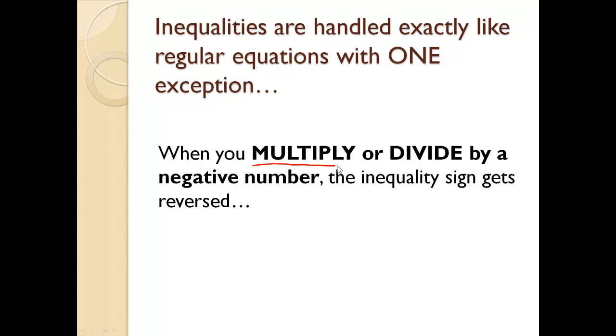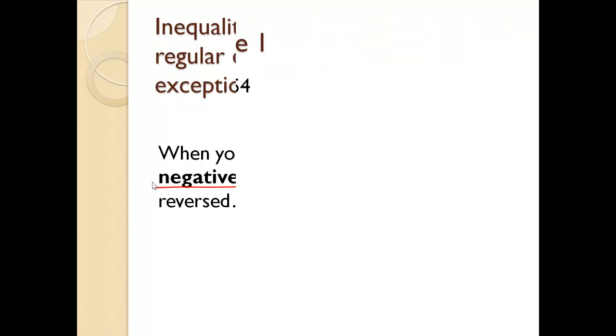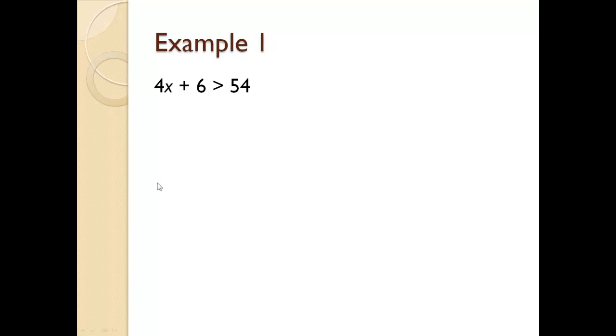Okay, it's only when you multiply or divide by a negative number that the inequality sign gets reversed. Not addition or subtraction, multiply or divide, and by a negative number. That's when the inequality sign gets reversed. So let's start off with a fairly easy one. Say you have 4x plus 6 is greater than 54.